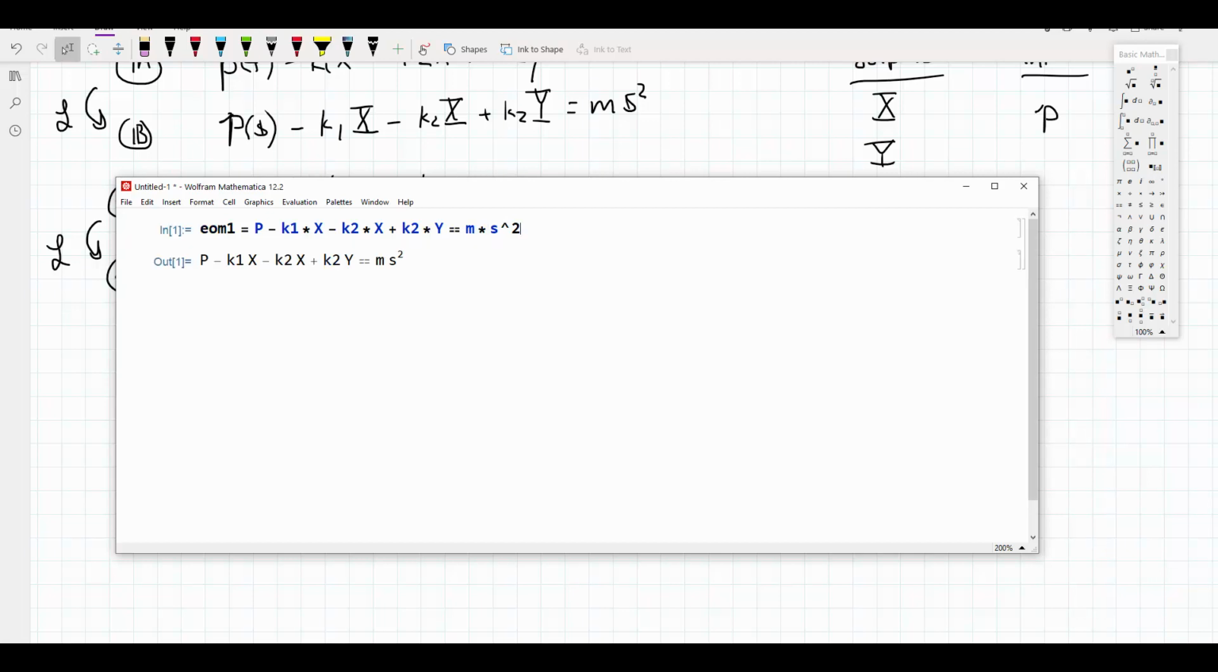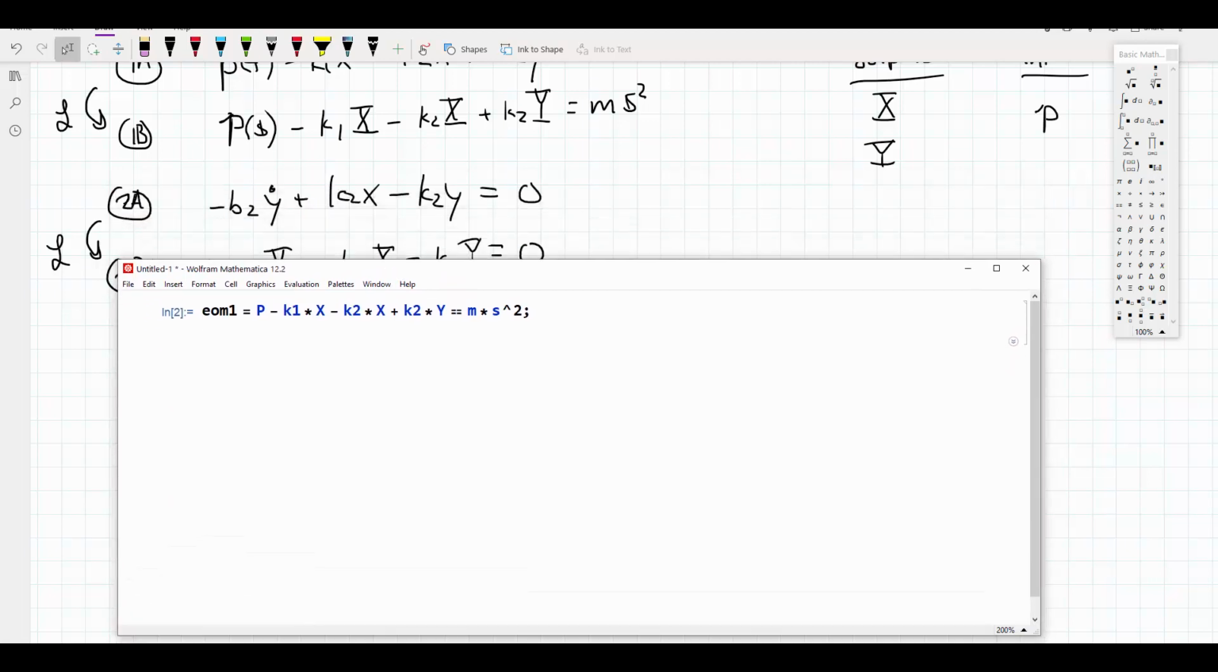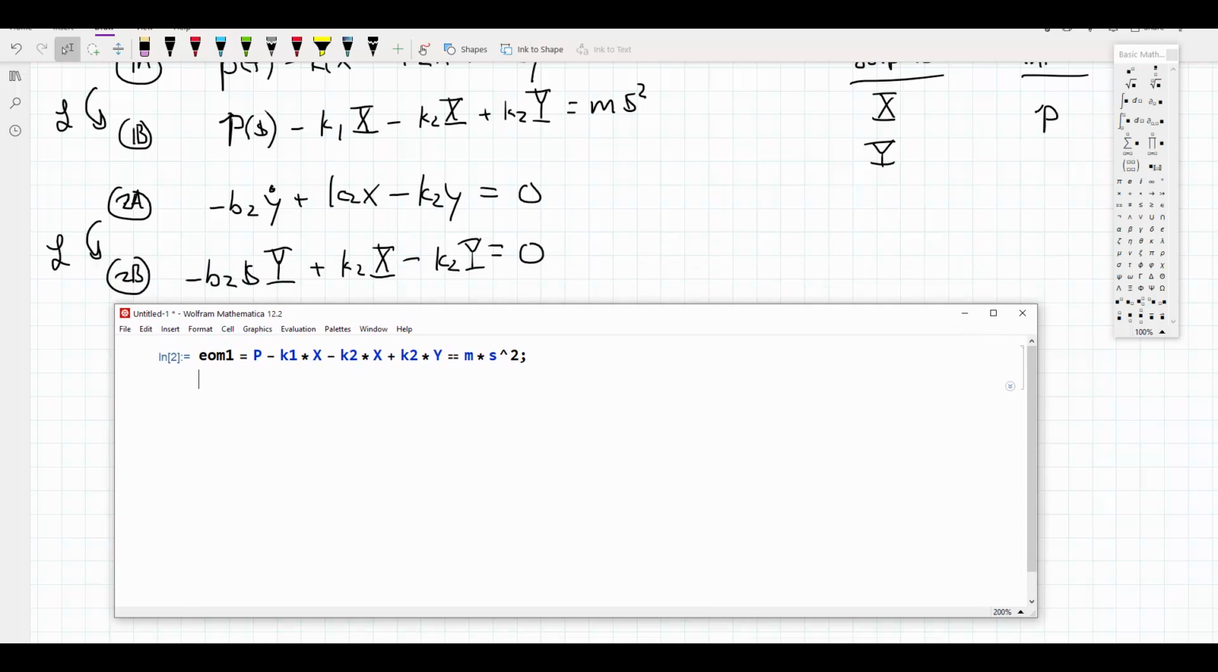All right, so I just want that input, and I will suppress that for now. Now I can put in my second equation of motion, the 2b. So EOM2 equals minus b2s, I'll put the times in there, times y, plus k2 times x minus k2 times y double equals 0. And I will run that. All right, so now it has stored EOM1 is this equality and EOM2 is this equality. I've stored two equalities into variables, EOM1, EOM2.